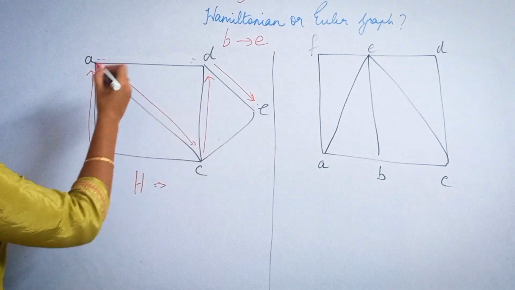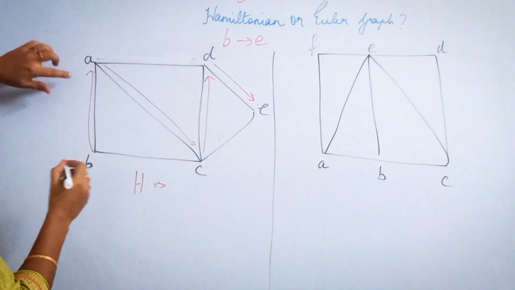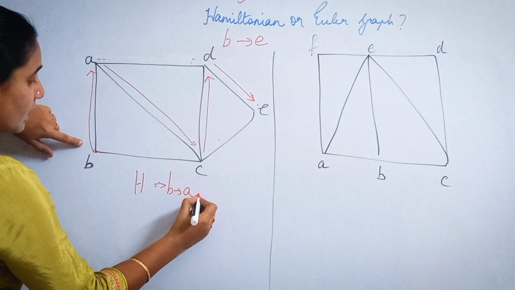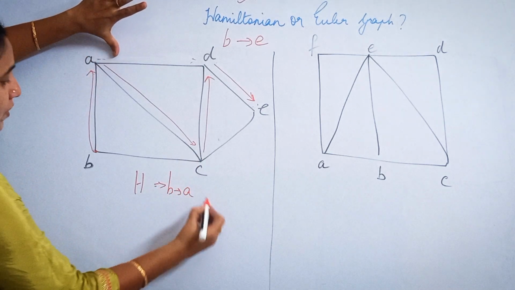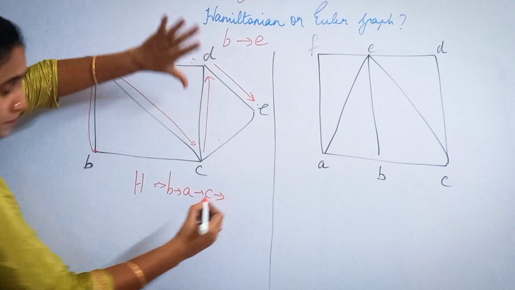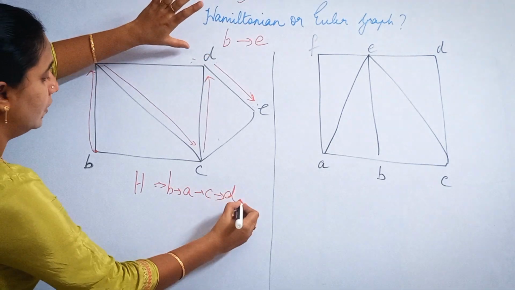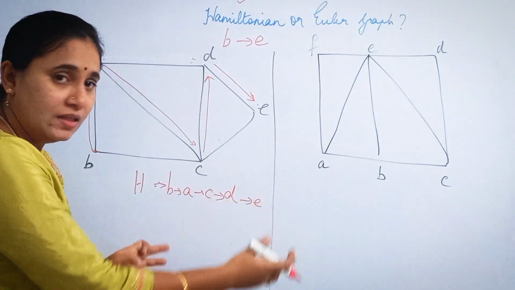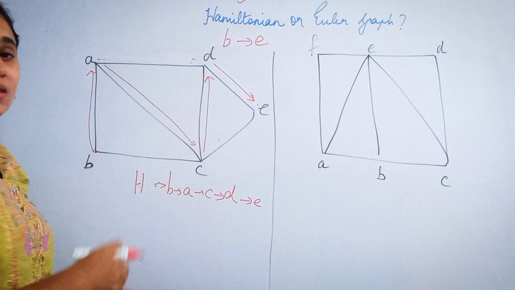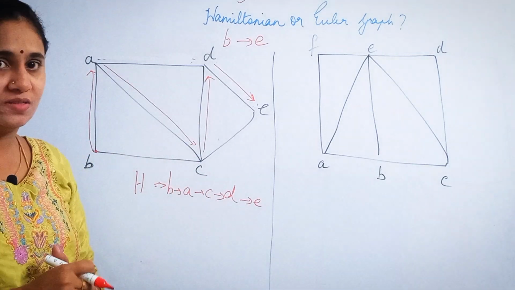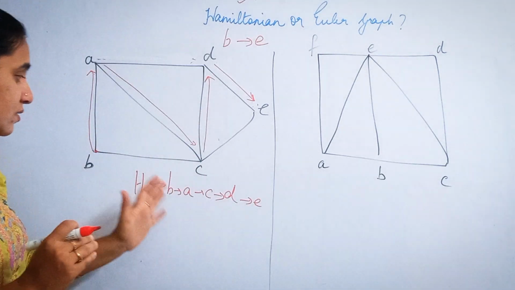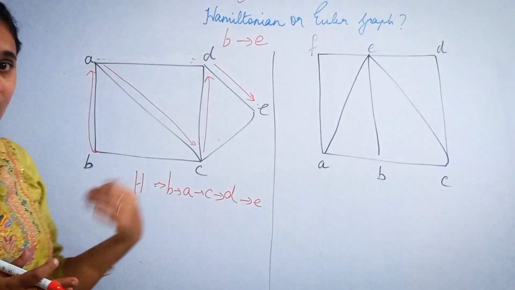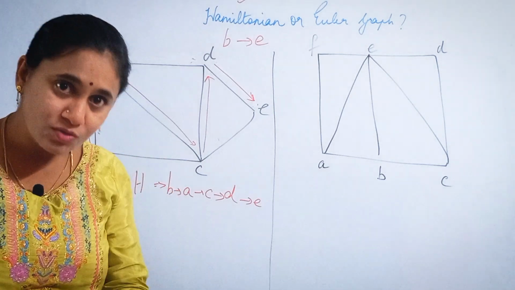Isn't it, friends? So what path have I chosen? B to A, then A to C, then C to D, and then D to E. If you see, between B and E, I have visited all the in-between vertices that are present. So yes, I can tell that this is a Hamiltonian graph. Friends, are you all clear? Are you getting my point? And is it possible for you also to solve?